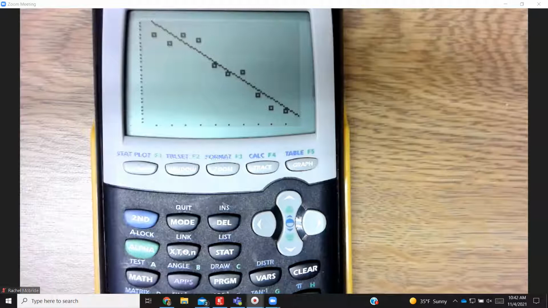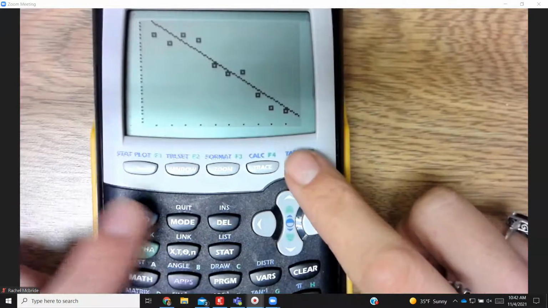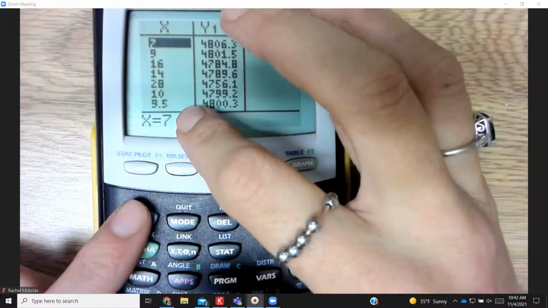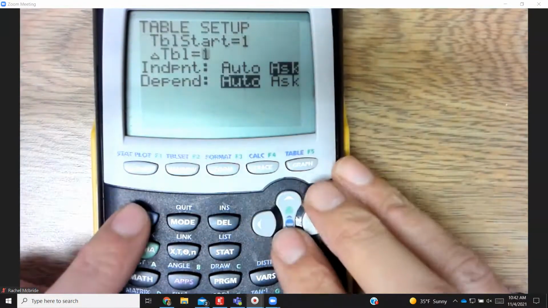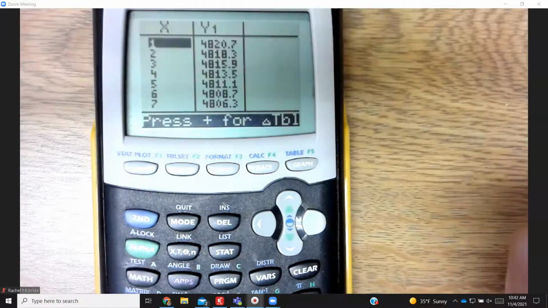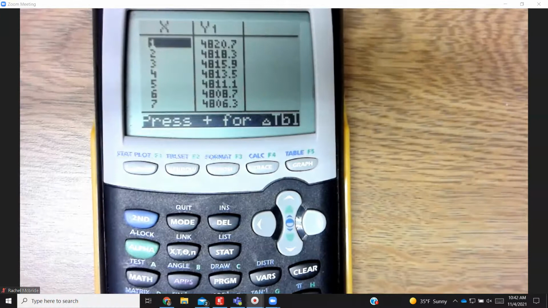If you hit second and you hit the word graph. So hit the second key and the word graph. So second's here and graph is here. It'll take you to a table. Now your table is probably set to auto. So I'll change mine. So everybody's table sort of look like that.